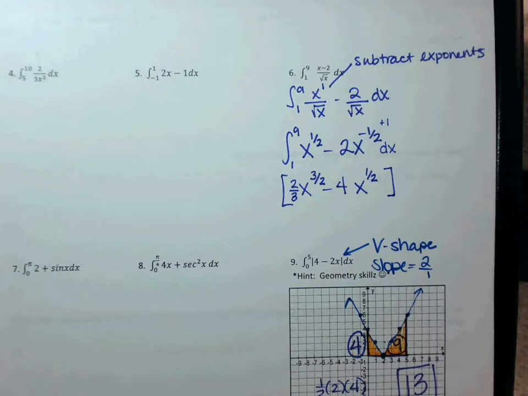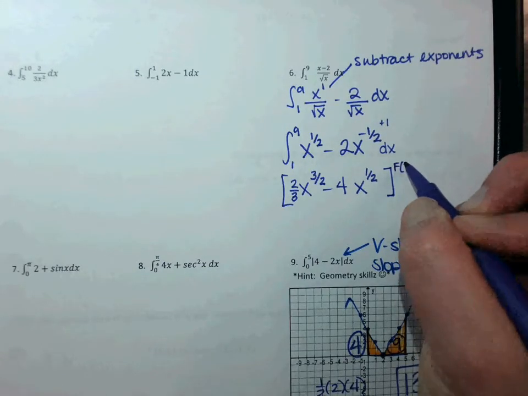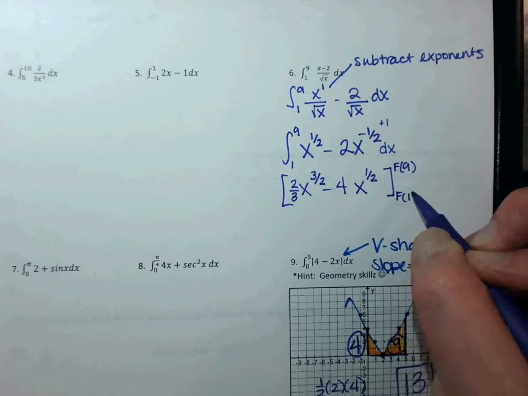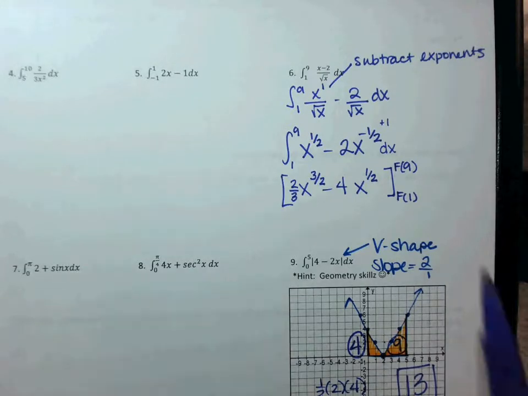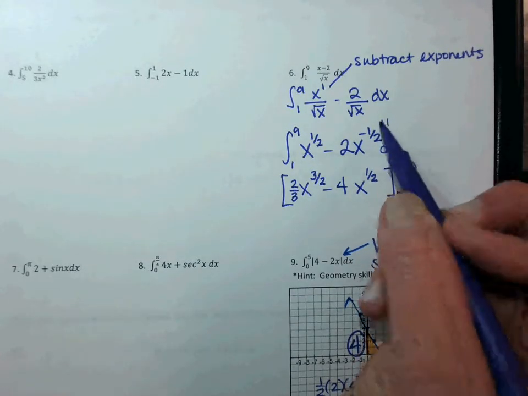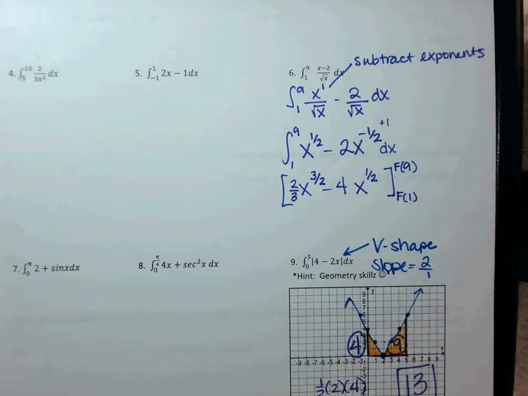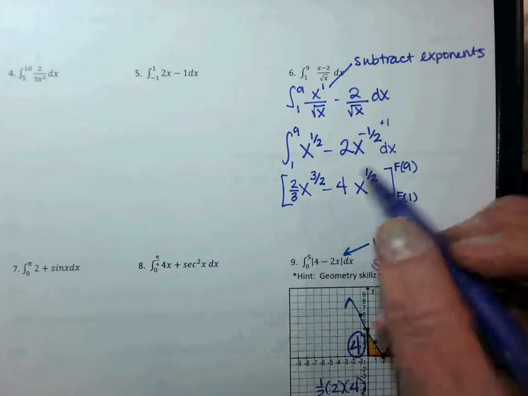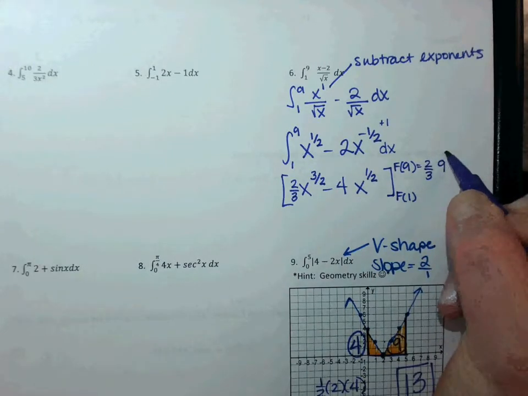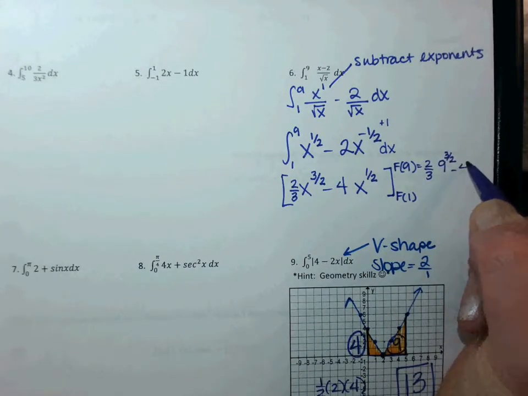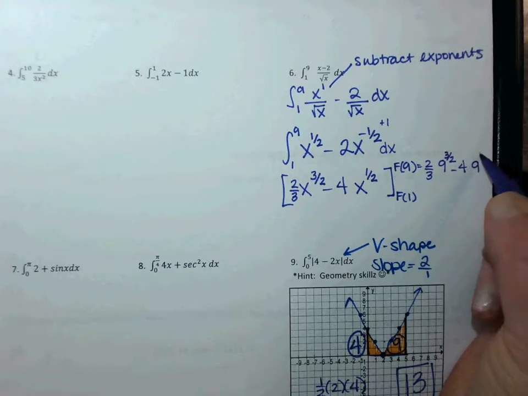Now remember, typically you would have a plus c, but since we learned that they're going to cross out, we don't put it. Then you would plug in 9, then you would plug in 1. Would it be plus 4? No, because you're dividing by positive 1/2 when you add 1. Okay, then from there, this would be 2/3 times 9 to the 3 over 2, and then minus 4 times 9 to the 1/2.